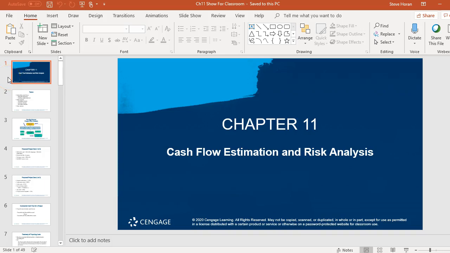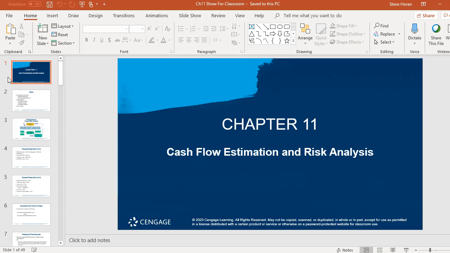Let's talk about Chapter 11. Chapter 11 is kind of the next step from Chapter 10. So recall in Chapter 10 we learned about the capital budgeting methods like NPV and IRR and MIRR. And in that chapter, they just gave us the cash flows. They just said, here's the cash flows, go compute the answers. This chapter is actually about how you come up with the cash flows.